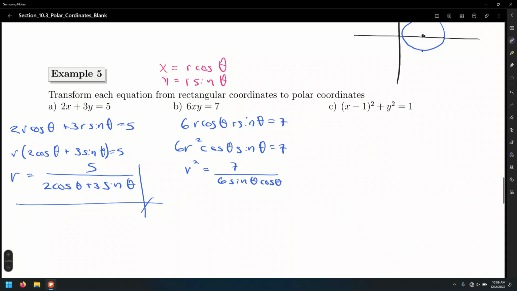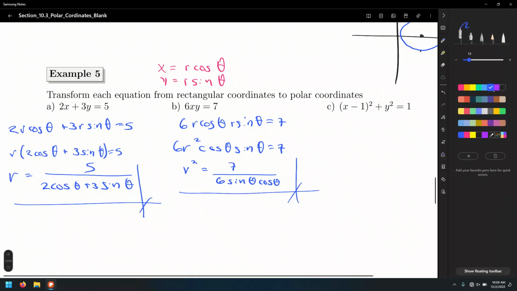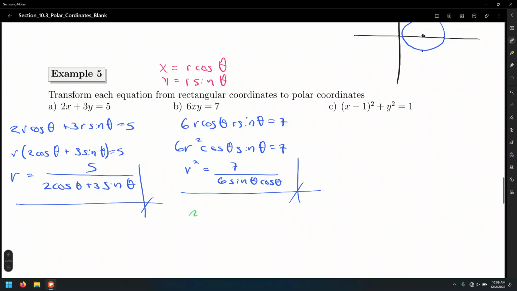In this case, we're going to leave the equation the way it is, in implicit form, because if we solve for r, we would get two solutions. Essentially, r equals plus or minus the square root of 7 over 6 sine cosine. In this case, you don't want to express this as plus or minus. So when you submit your answer on WebAssign, make sure to have it in implicit form.